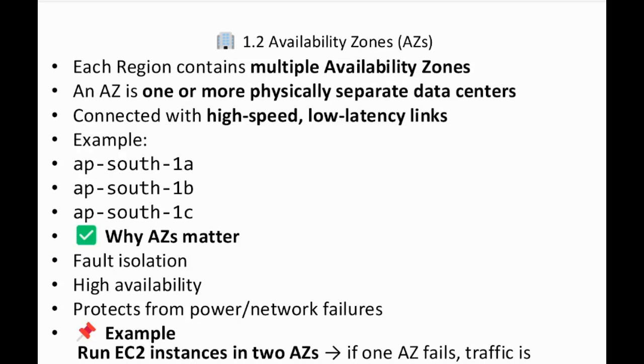For example, run EC2 instances in two availability zones. And if one availability zone fails, traffic is routed to another. This is the best example to understand why more than one availability zone is available in one region. Suppose you are running EC2 instances in two availability zones, and if one fails, traffic is routed to the other. So this is very good, right? That's why this is very important.